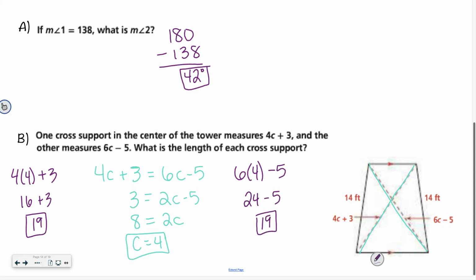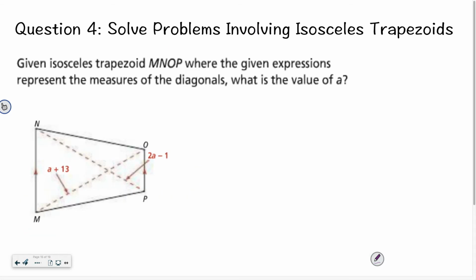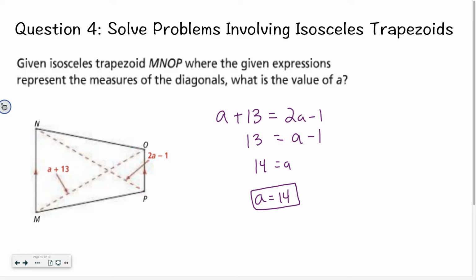So since I got the same answer on both sides, it's safe to say that the answer is 19, and c equals 4. So why don't you go ahead and solve this problem on your own? Good luck. Hopefully for this problem you ended up with a equals 14. There's the work for you in case you need help.